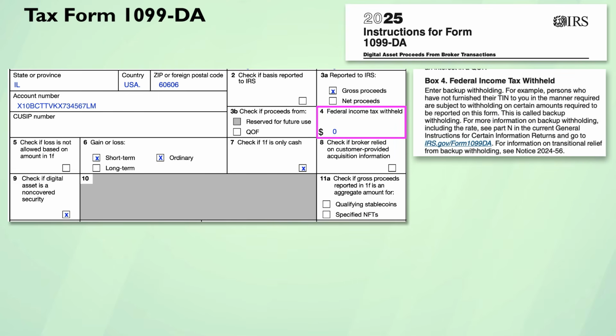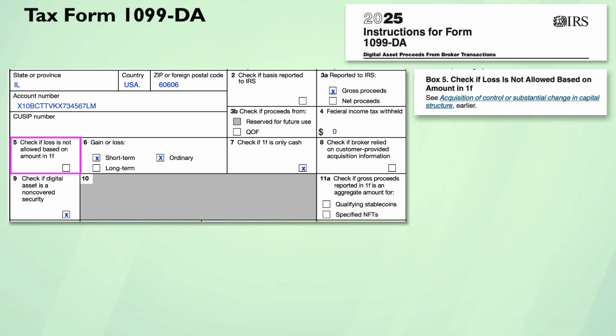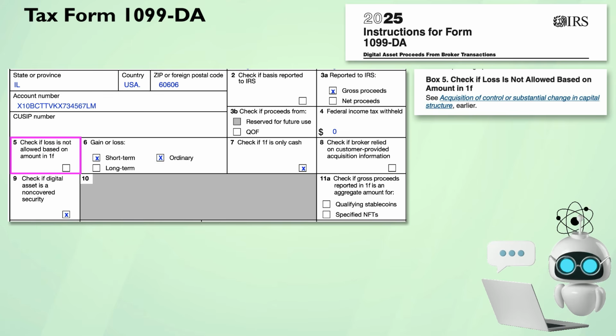Box 4 shows any federal income tax withheld. This box will usually be blank. However, if you did not provide a valid Form W-9 to your broker or your Social Security number was missing, the broker may have applied required backup withholding in those cases. Box 5 relates to certain disallowed losses due to ownership or capital structure changes, an advanced topic we won't be covering here.